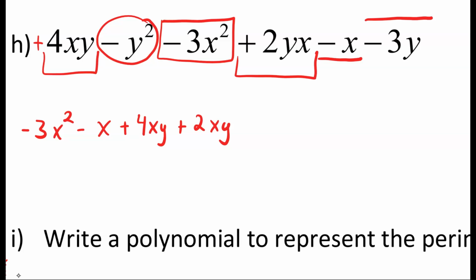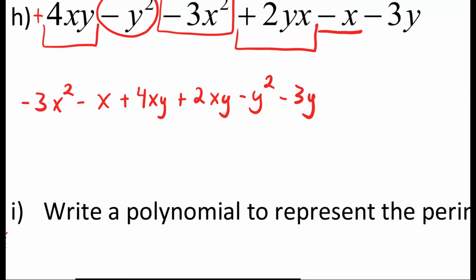The next thing we want to look at is y, and remember, we're working with anything numerically higher and then going lower. So we have negative y squared, and then we have negative 3y. So we're going alphabetically in order and then also numerically in order.